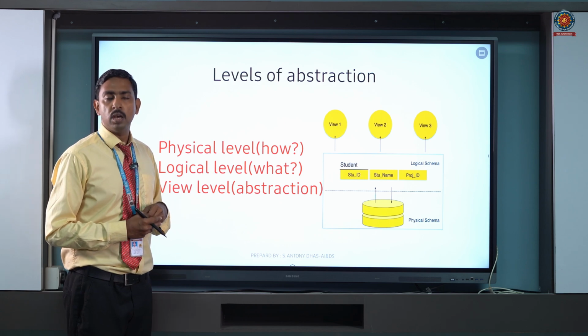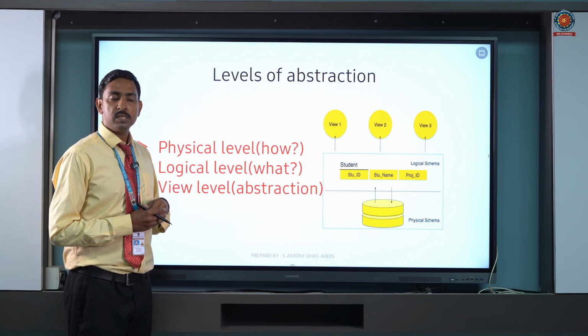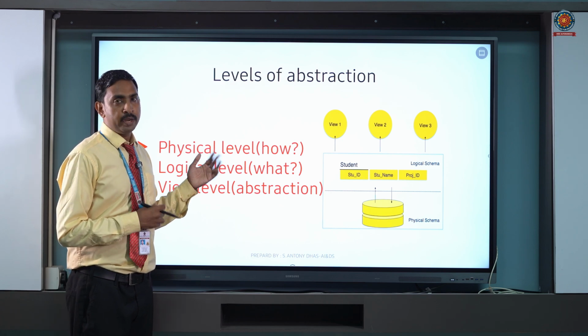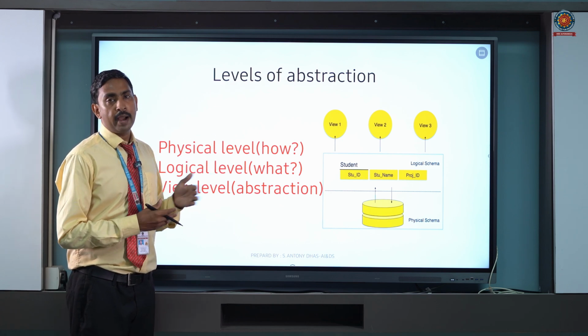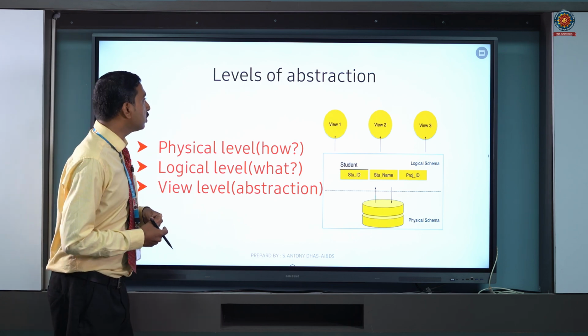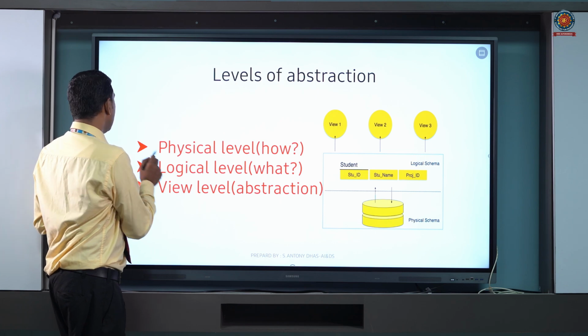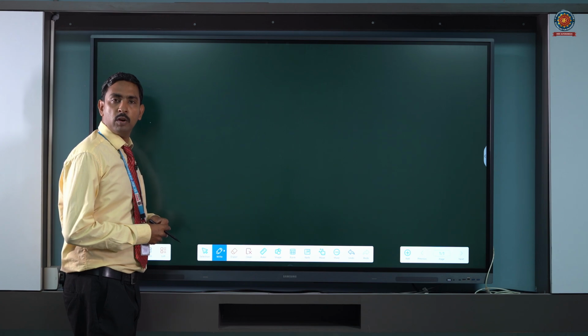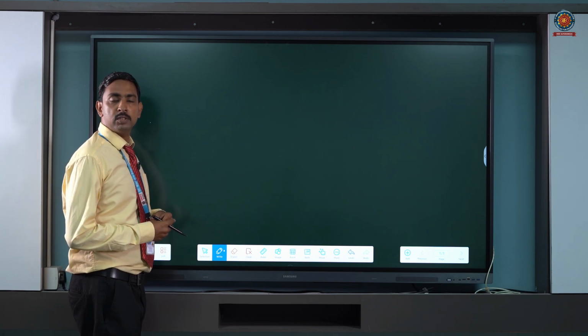Next is metadata. Metadata means data about the data. Previously I told what is meant by databases and why we use database management systems. Next is levels of abstraction. In this, we are going to see the three levels of abstraction.